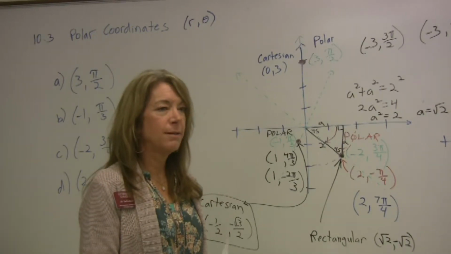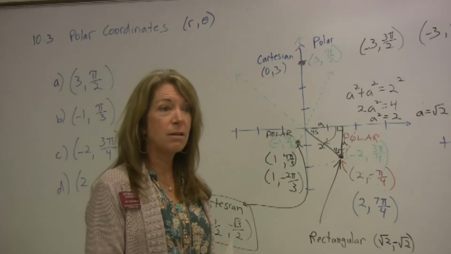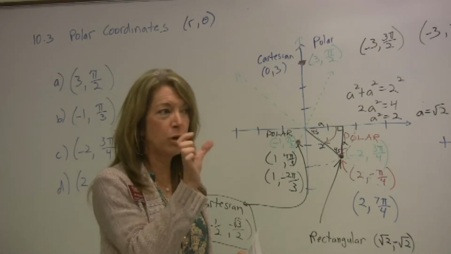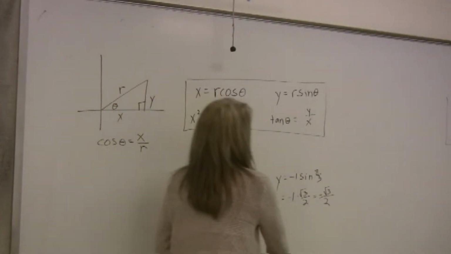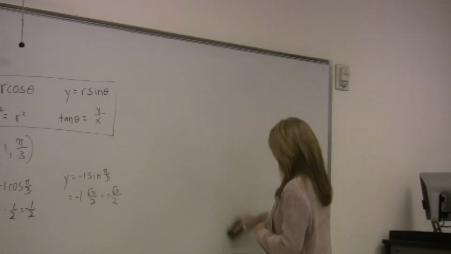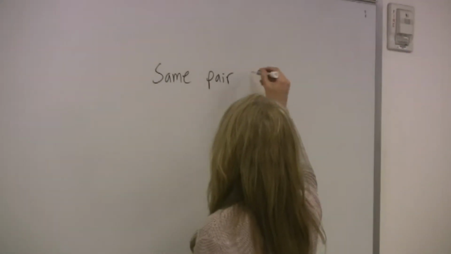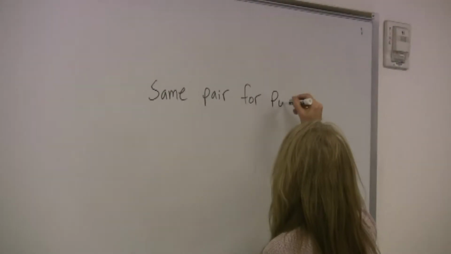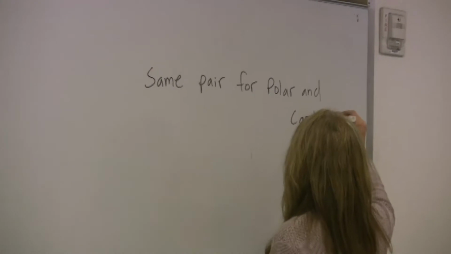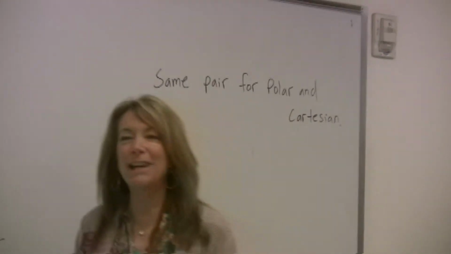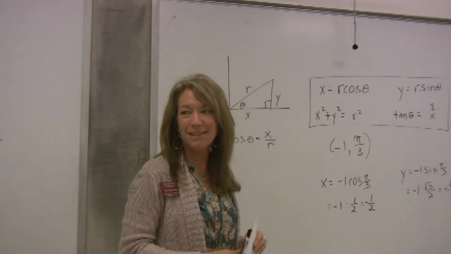Can you find a point that has the same answers for Cartesian and polar? The same ordered pair for Cartesian and polar. That's my challenge for you. Think about it over the break. You write down what I'm saying: same pair for polar and Cartesian. Okay, that will work. But maybe I want a more interesting one. You already found one. So let's take a break. We'll come back and we'll do some more polar coordinates.